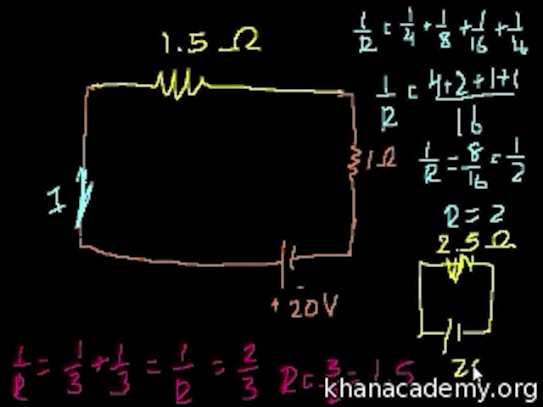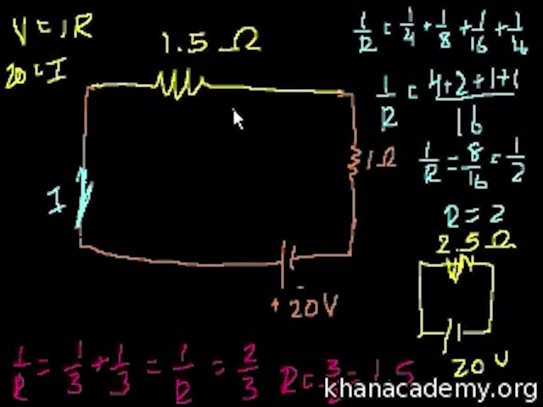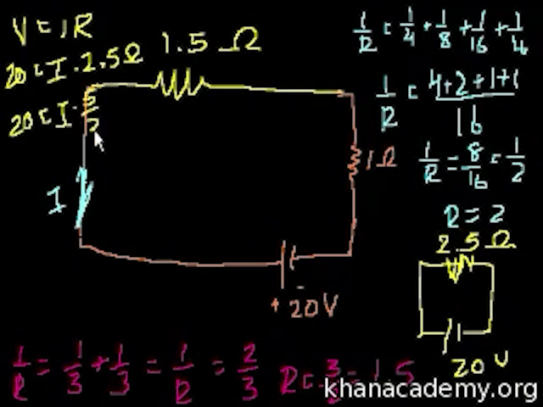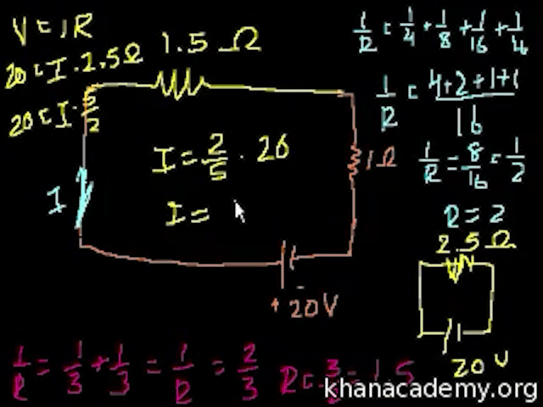The voltage is 20 volts across them. So what is the current? Ohm's law, V is equal to IR. Voltage 20 is equal to current times our equivalent resistance, 2.5 ohms. Or another way to write 2.5 is 5 halves, right? So 20 is equal to I times 5 halves, or I is equal to 2/5 times 20. And what is that? I is equal to 8 amperes. That was not so bad, I don't think.